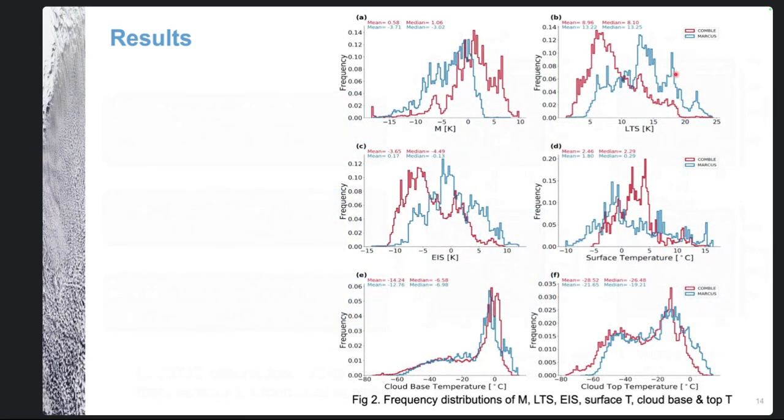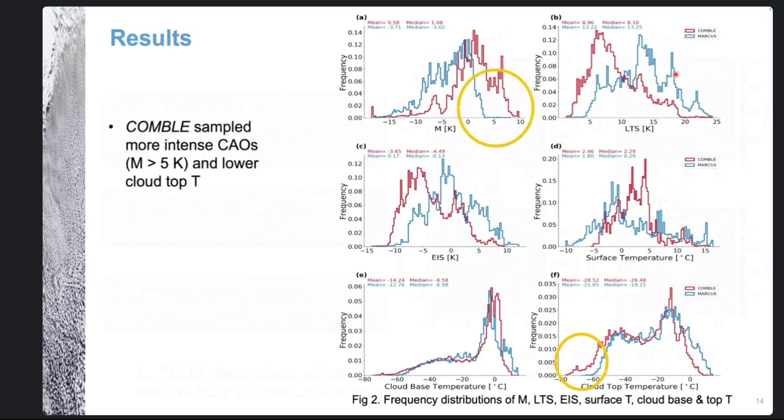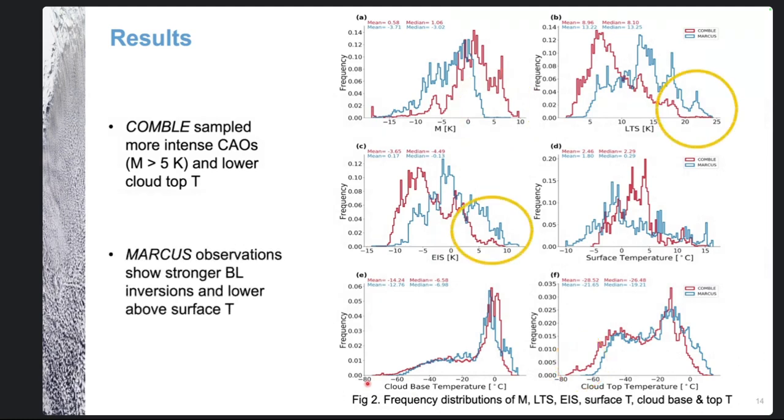Comparing these two campaigns, when the M is larger than 5K, that means the cold air outbreak is very intense. All the COMBLE observations are the red solid lines, and the MARCUS ones are the blue lines. So COMBLE samples more intense cold outbreaks. As well, they have a lower cloud top temperature. For the cloud base temperature, they don't have significant differences. MARCUS has stronger LTS as well as EIS, which means stronger boundary layer inversions.